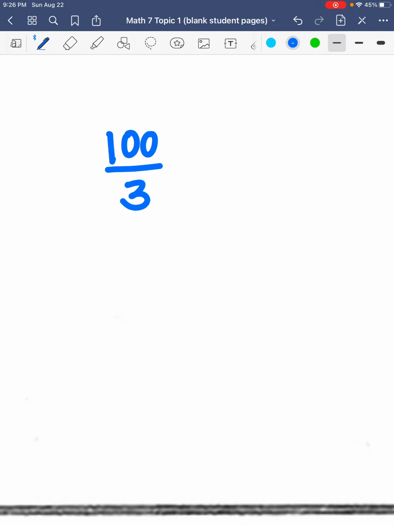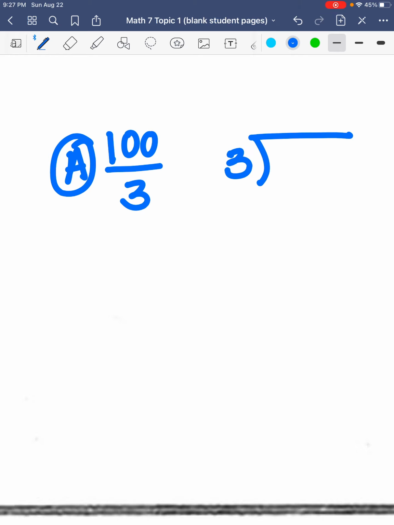So I'm going to write that for long division. So 3 is my outside number. It's my bottom number, it goes on the outside, and 100 goes on the inside. Now 3 doesn't go into 1, but it goes into 10 3 times.